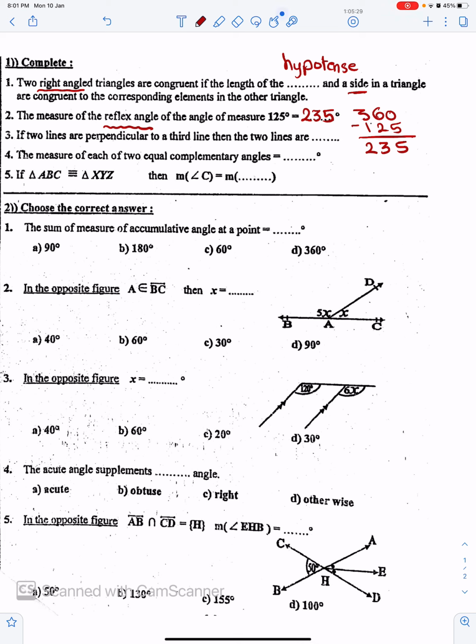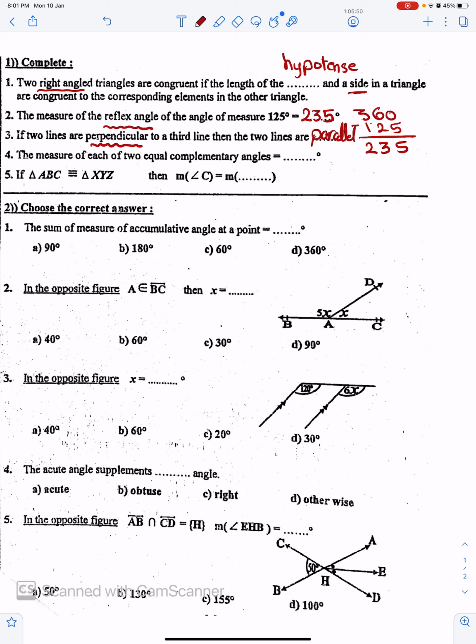Number three, if two lines are perpendicular to a third, then the two lines are parallel. Two perpendicular, then the two lines are parallel.